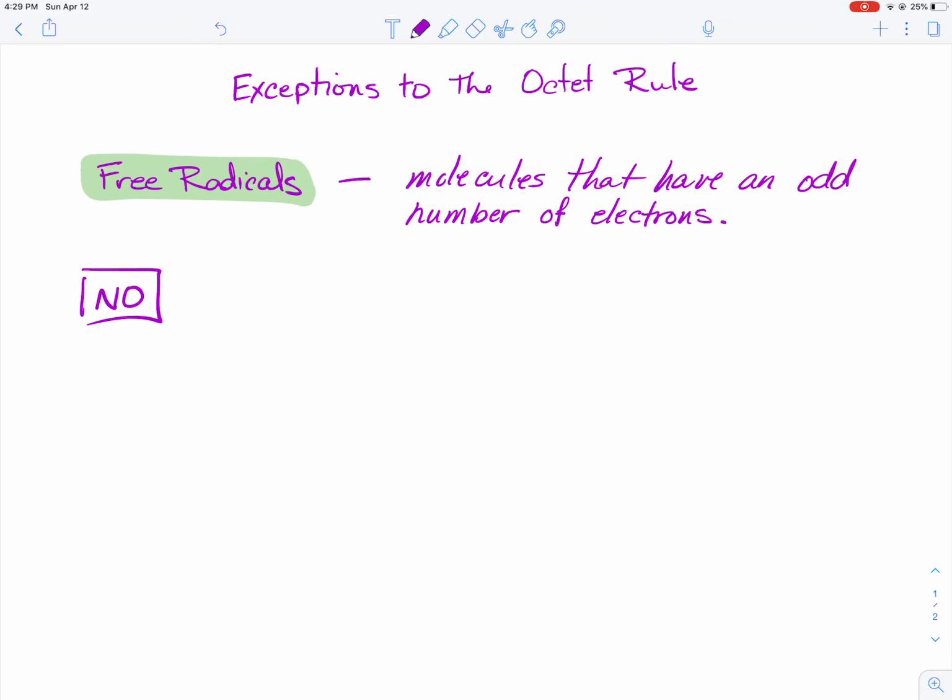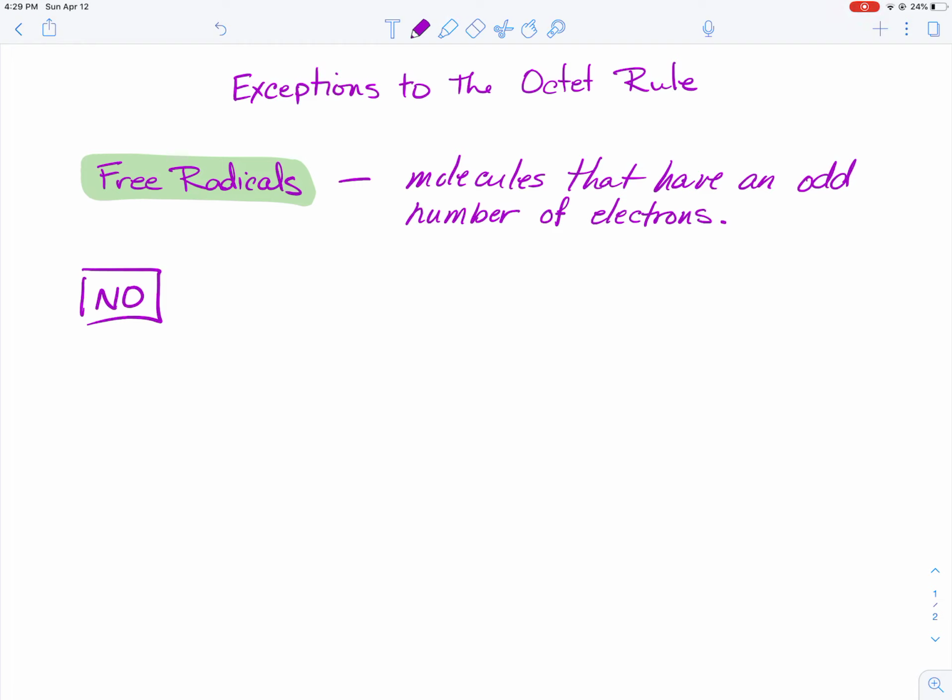In this video, we're going to look at exceptions to the octet rule when drawing Lewis structures. We're going to look specifically at something called free radicals. Free radicals are molecules that have an odd number of electrons.